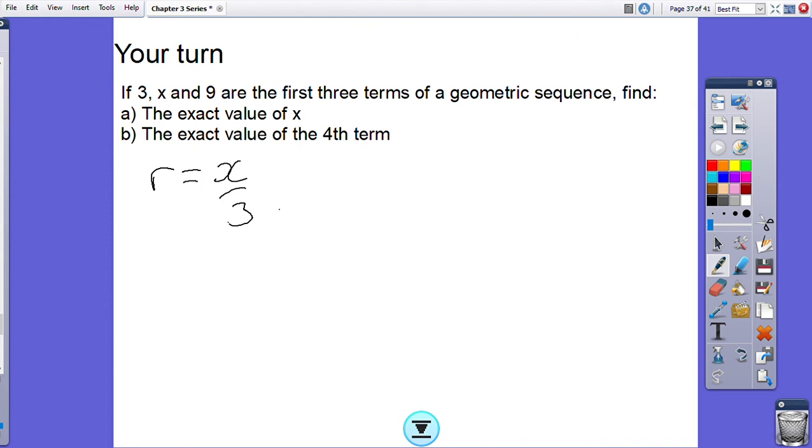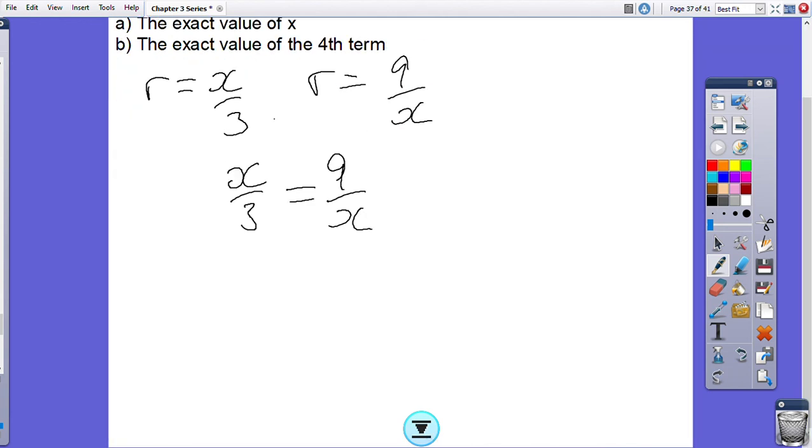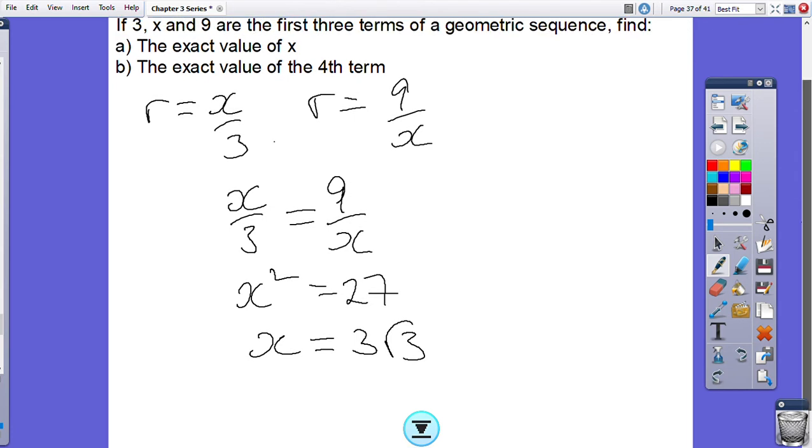Then we've also got that r would be equal to 9 over x, and then we can say that x over 3 equals 9 over x. I've gone about it a slightly different way to the way that I did last time. I hope that's okay. We're going to end up with x squared equal to 27, and that leaves us with x equal to 3 root 3. So there you go. Kind of makes sense when you look at the sequence here.